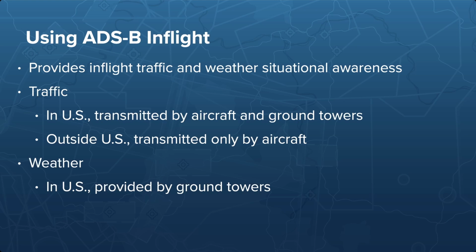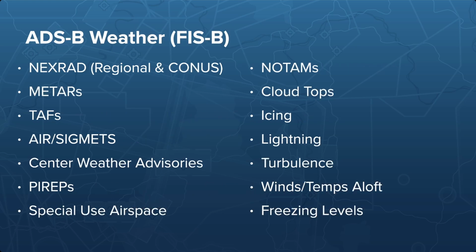There's plenty of ADS-B providers you can use to get this information. It provides in-flight traffic and weather situational awareness, and it works a little differently inside and outside the United States. In the United States, it's transmitted by the aircraft and ground towers, so either aircraft to aircraft or aircraft to ground. Outside the United States, it's only aircraft to aircraft. That means your weather is only going to be provided within the United States, because otherwise you have no source for that information.